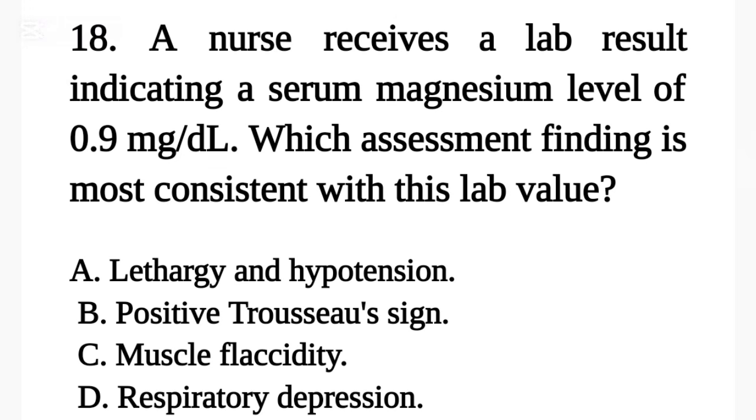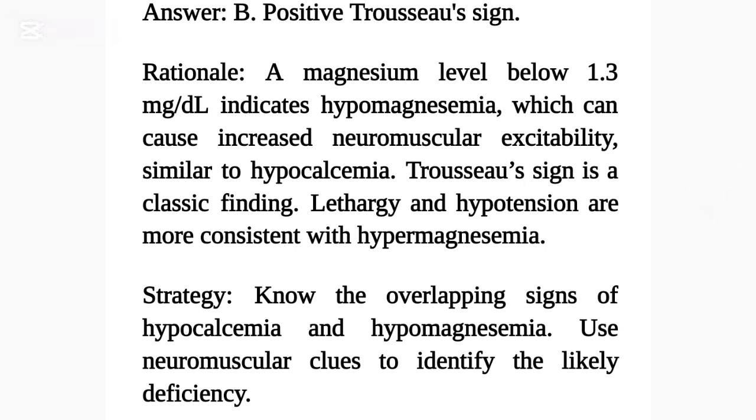18. A nurse receives a lab result indicating a serum magnesium level of 0.9 milligrams per deciliter. Which assessment finding is most consistent with this lab value? A. Lethargy and hypotension. B. Positive Trousseau's sign. C. Muscle flaccidity. D. Respiratory depression. Answer: B.